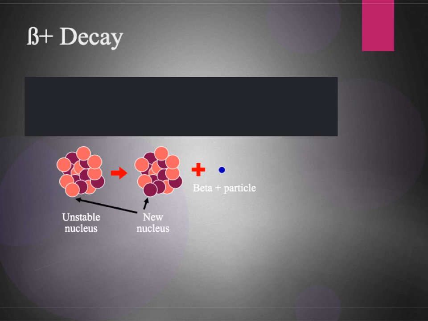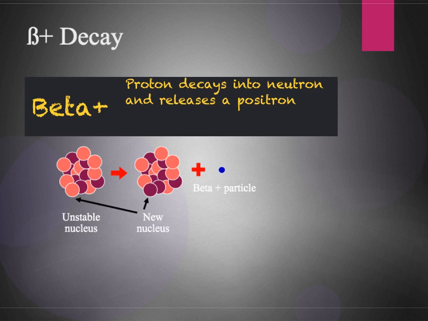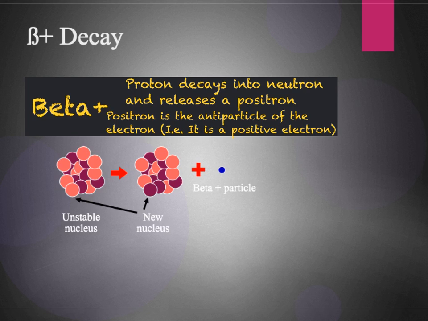This new form of radioactive decay is known as beta plus decay and sees a proton turn into a neutron and release a positron. This positron is our beta plus particle and is the antiparticle of the electron. This means that it has the same energy and the same mass, but the opposite charge. To compare beta plus and beta minus, we can look at the following diagram.